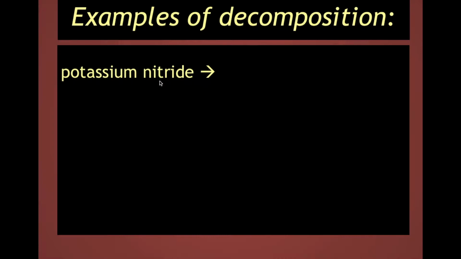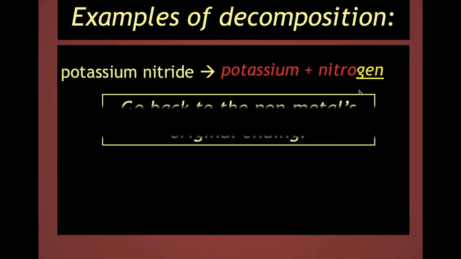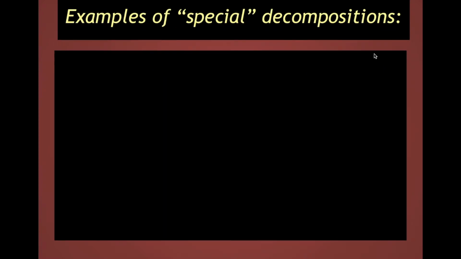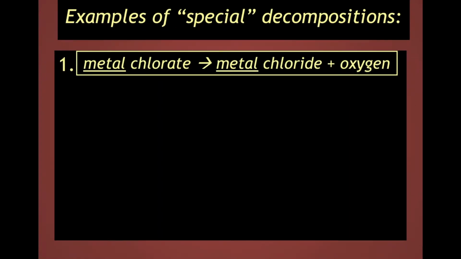So for potassium nitride, you're just going to write literally potassium plus nitrogen. And you just change the ending back on the non-metal. Instead of "ide," you change the "ide" to its original ending, and then you're done. So these 2 are pretty simple.